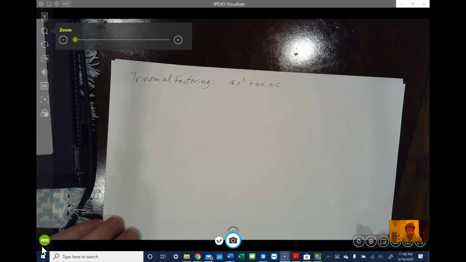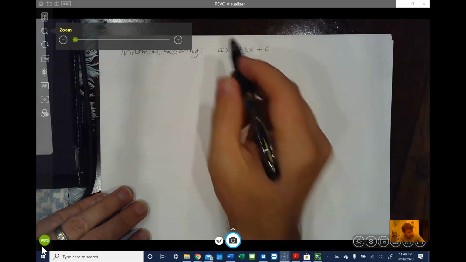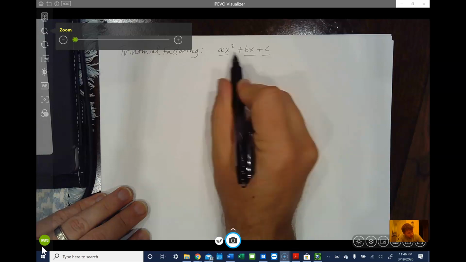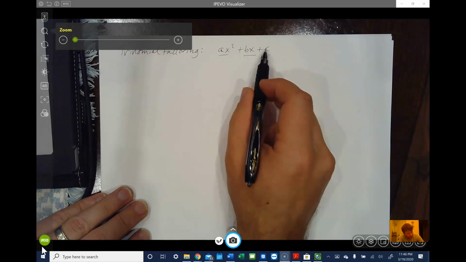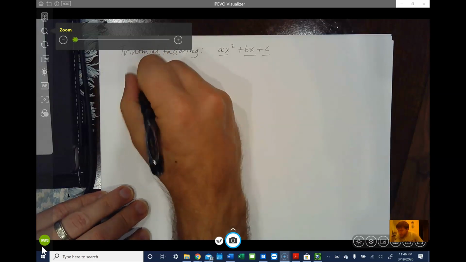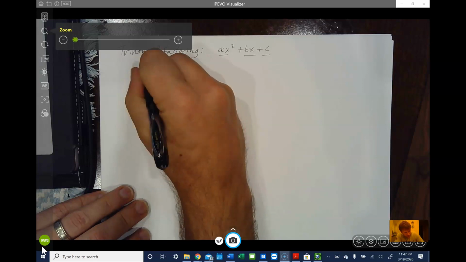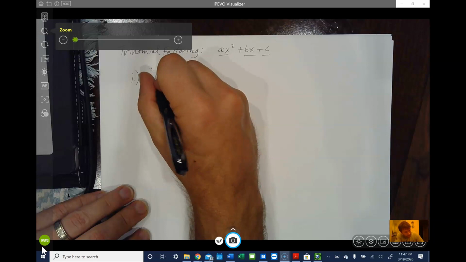Okay, on to another kind of factoring, which we will call trinomial factoring. Trinomial factoring is when you have 3 terms in this kind of format. It's got an x squared term, an x term, and then a constant term. So for example, let's say we have x squared plus 6x plus 8.